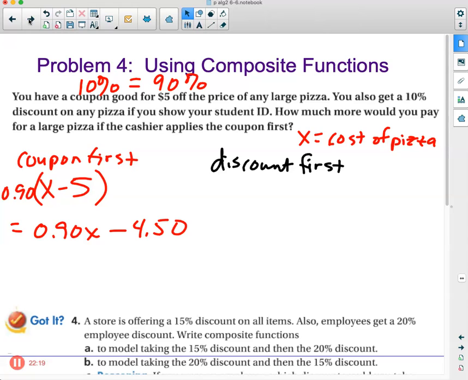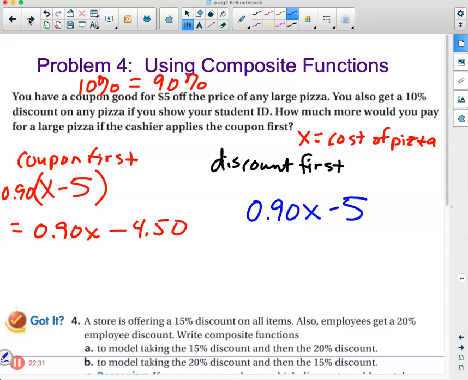Discount first. Well, that would mean I'm paying 90% of the cost right off the bat. Then they take the $5 off. Any math we could do with that one? So which one of these is the better deal for you? The one on the right, the blue one. Yeah, because this is 90% of the cost and they only end up taking off $4.50 when you do the coupon first. Don't do the coupon first. Do the discount first.